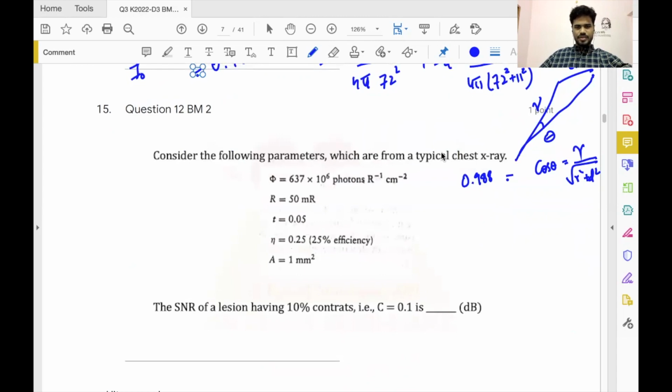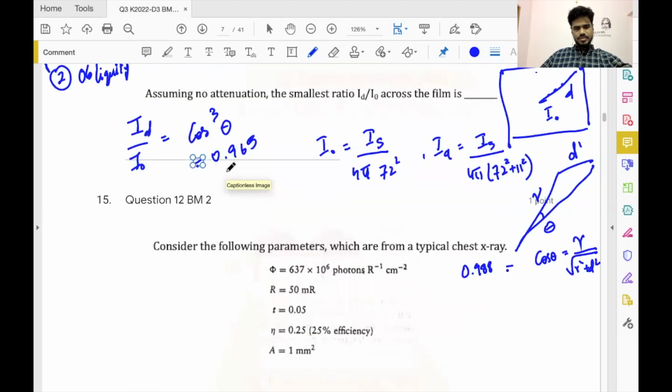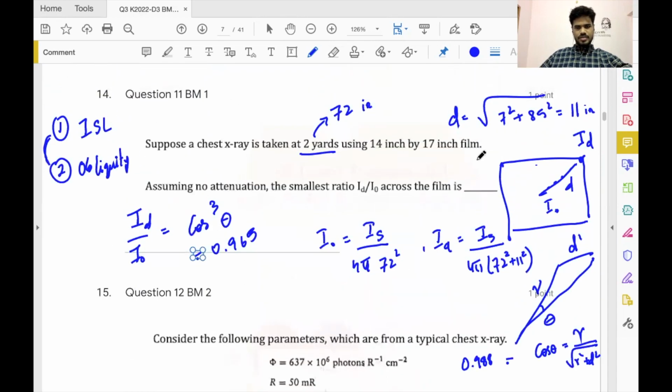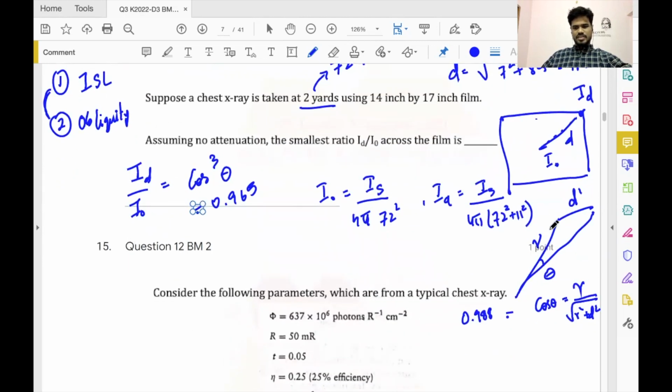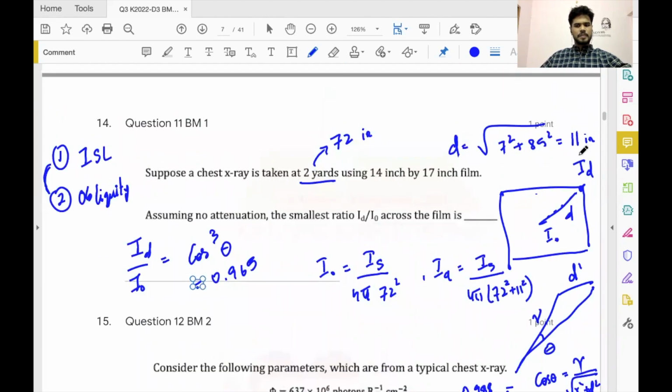Okay. So in the last question, can you please tell me the relation that we've used for cos theta? I think I may have used the wrong relation. Cos theta is just adjacent by hypotenuse, right? Adjacent is r. Hypotenuse is square root of r square plus d square. And d we just calculated as 11.